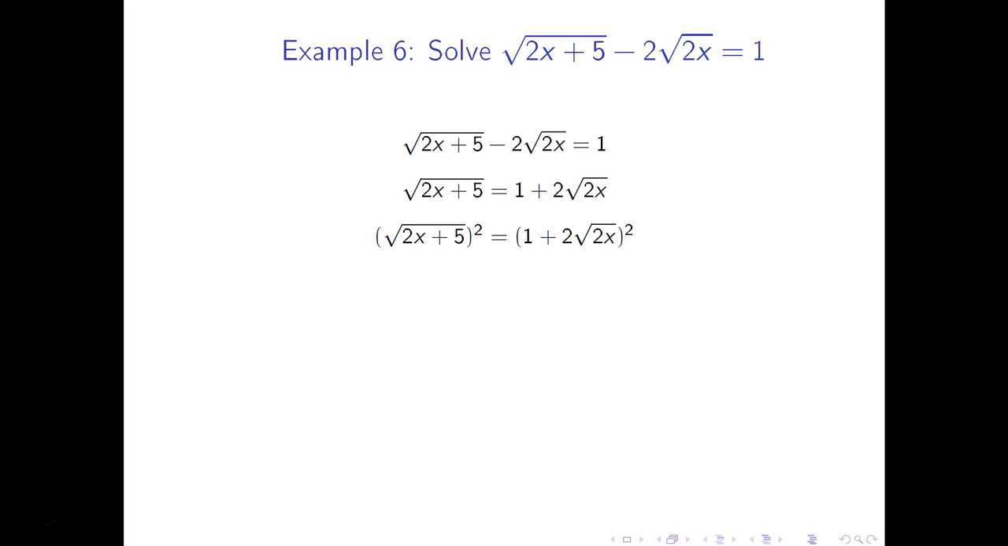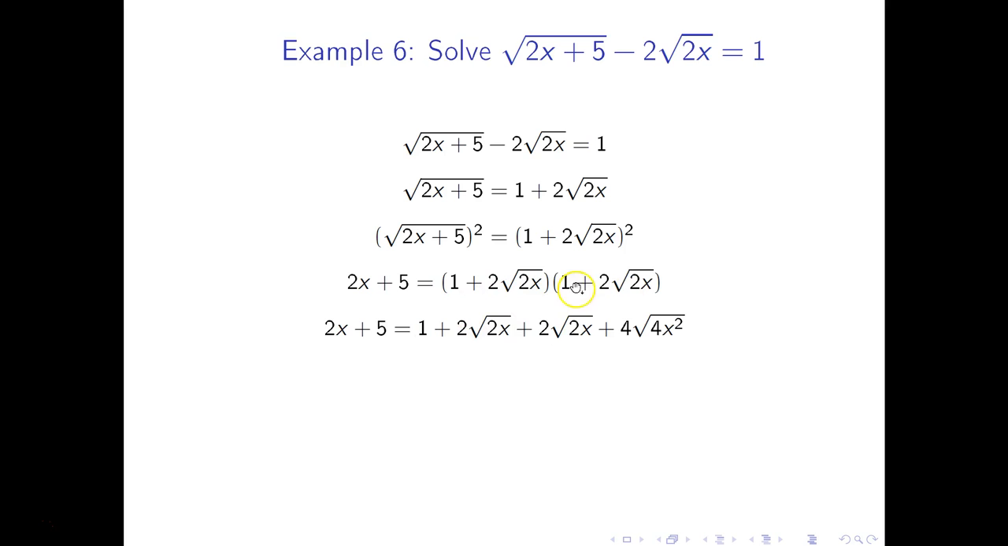Well, the left-hand side just gives me 2x plus 5. The right-hand side, I'm going to rewrite it, and then I'm just going to multiply. So now I'm going to take my time to distribute. This goes back to 8.4, about multiplying. So we're going to multiply all the different terms together.